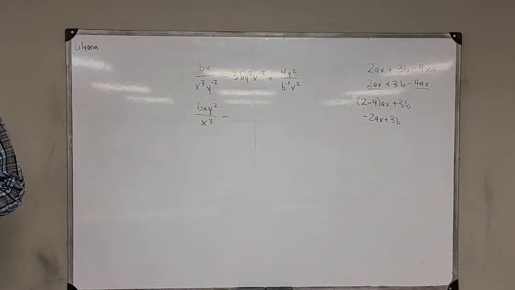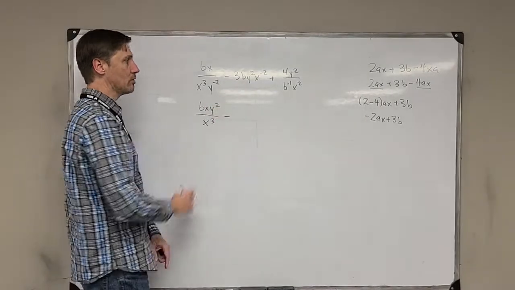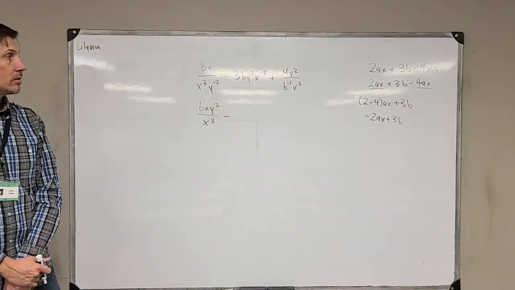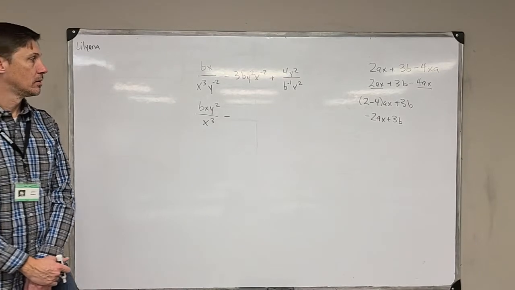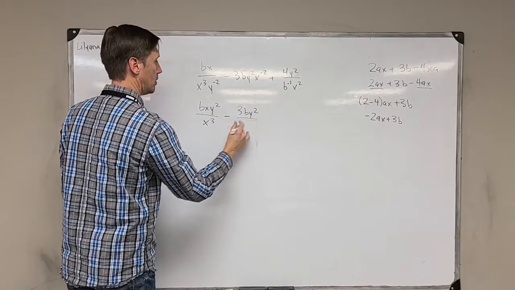Liam? It's like, oh man. All right, what would this one be? What gets to stay on top? So it'd be 3by squared x to the negative 2.